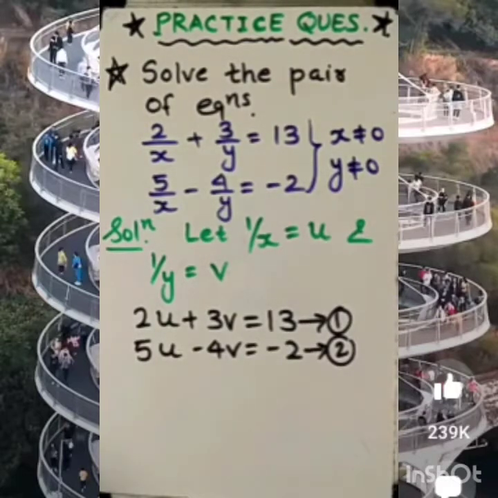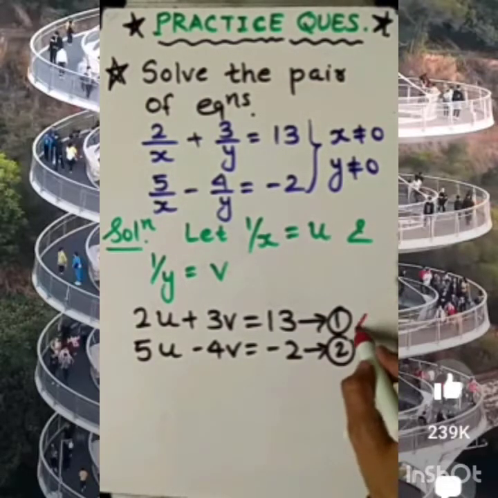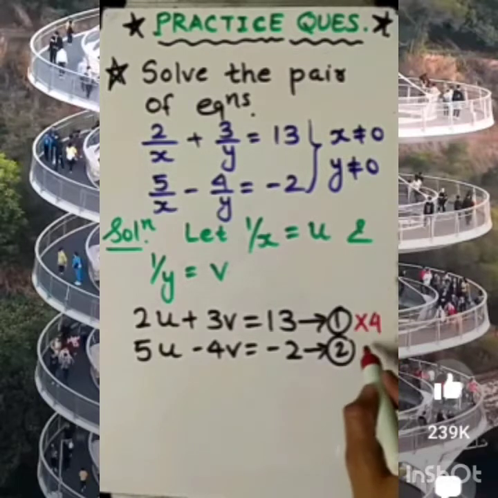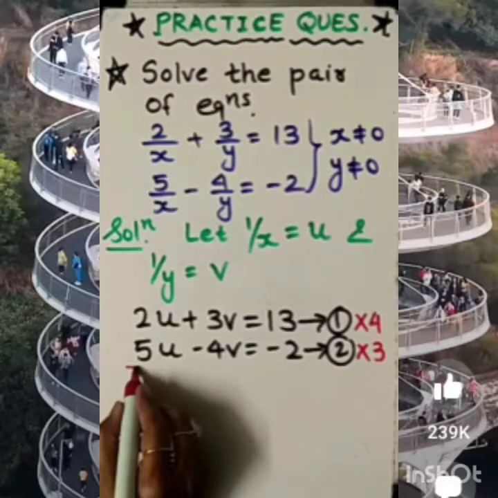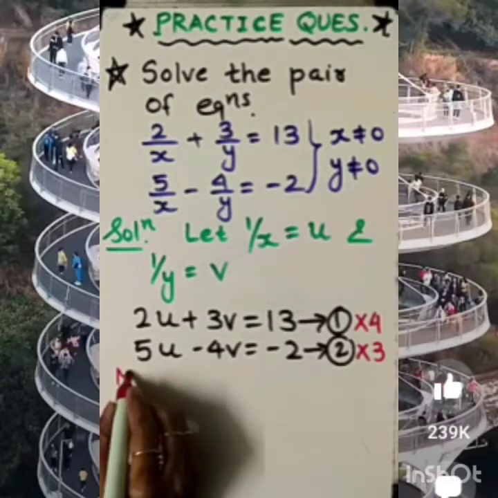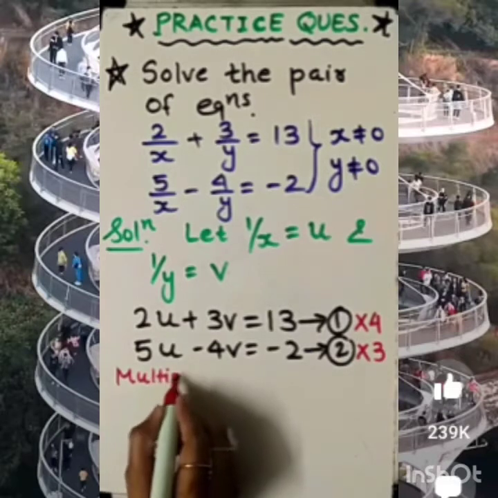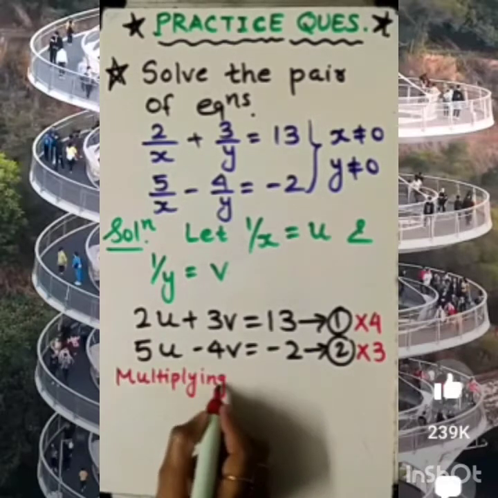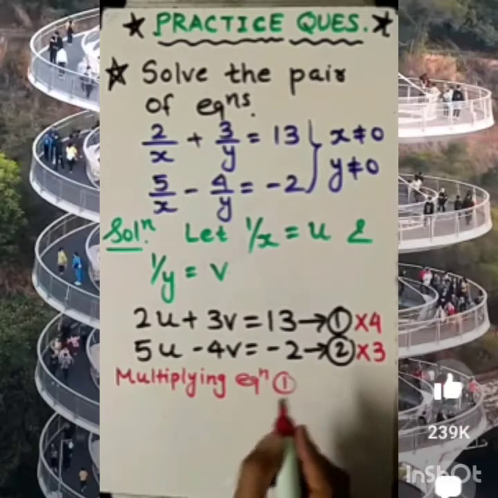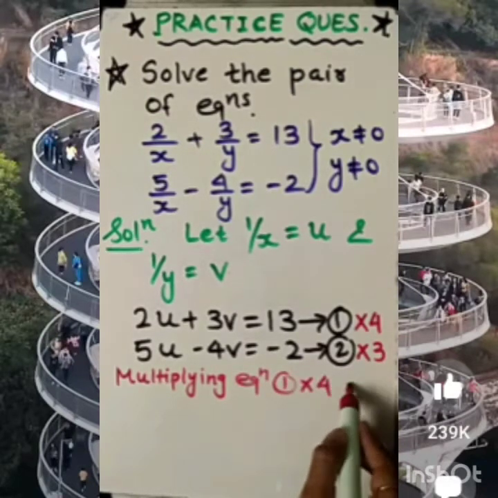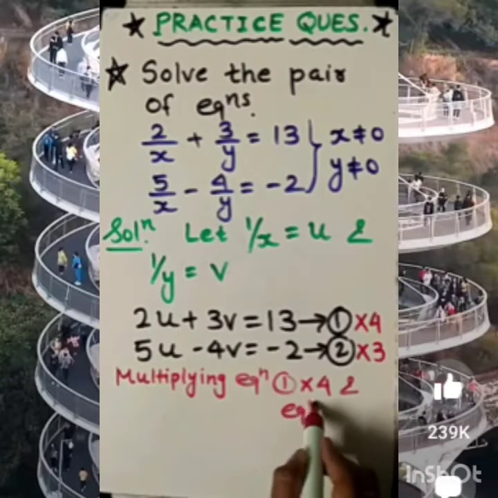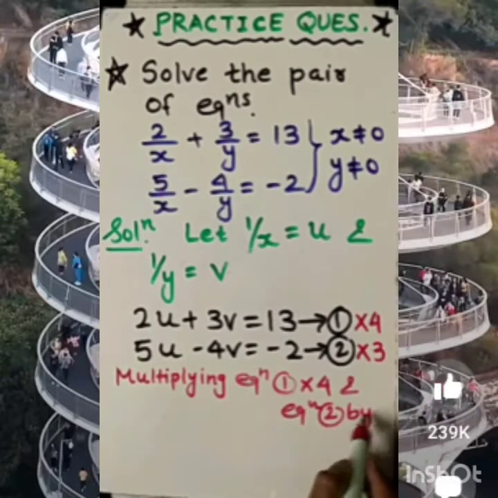Now, very simple. We can apply the elimination method here. As you know, we need to multiply this equation by 4 and this equation by 3. So I need to mention: multiplying equation 1 by 4 and equation 2 by 3. Fine. So what will be the result?